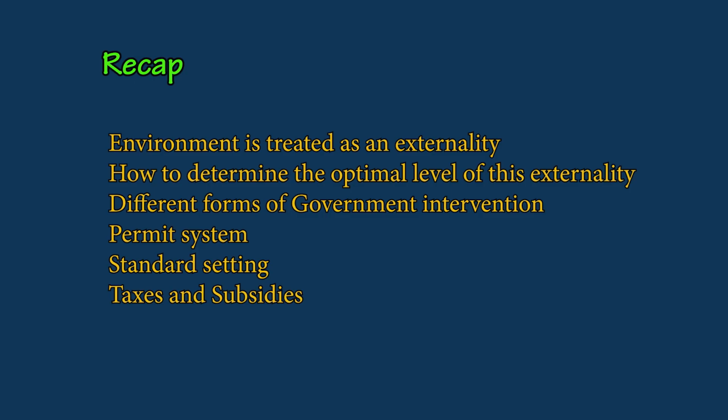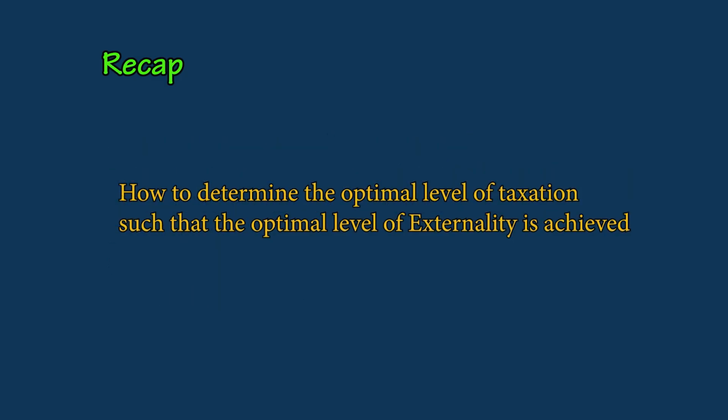We have also learned that environment is treated as an externality, and we have learned how to determine the optimal level of this externality. Third, we have learned about the different forms of government intervention required to arrive at this given level of externality. We have learned about the permit system, standard setting, and taxes. We have also learned how to determine the optimal level of taxation such that this optimal level of externality is achieved.